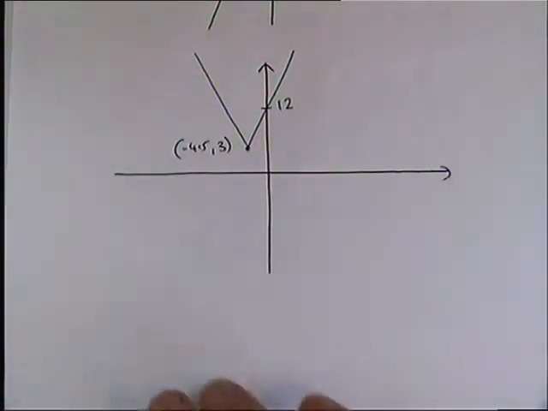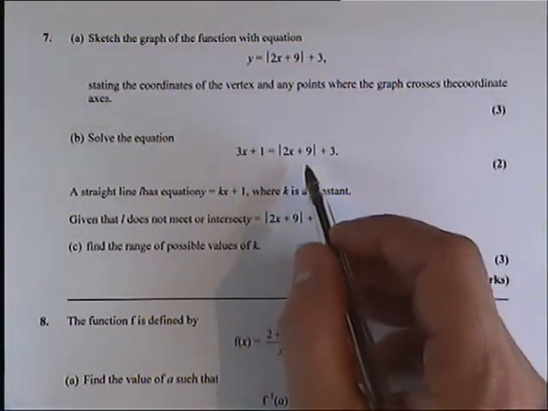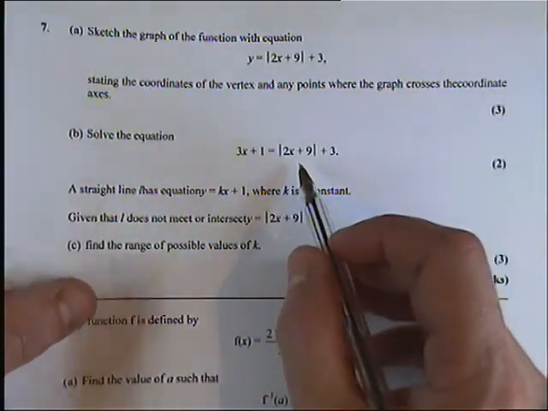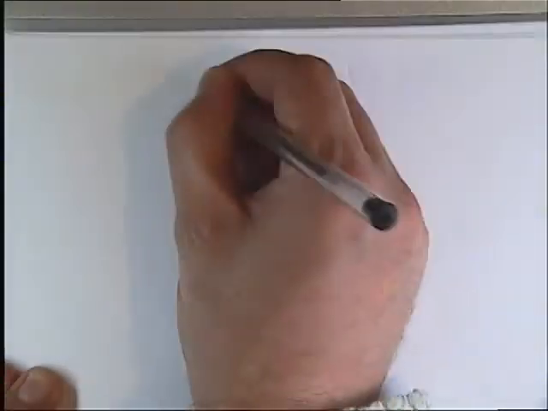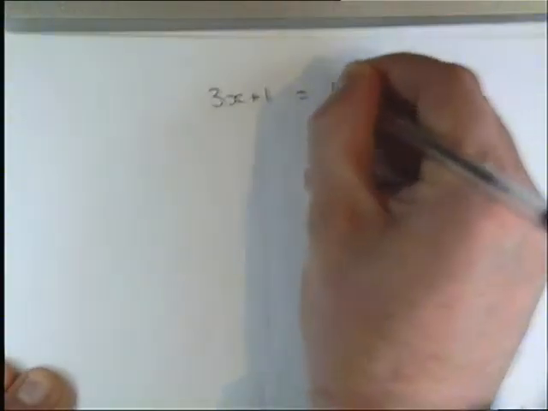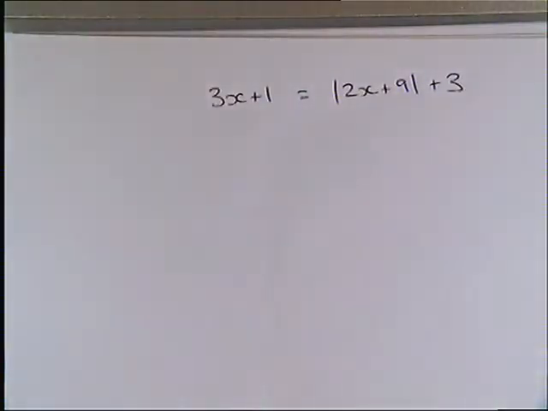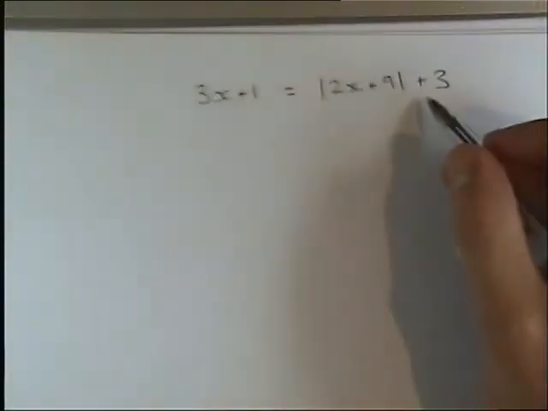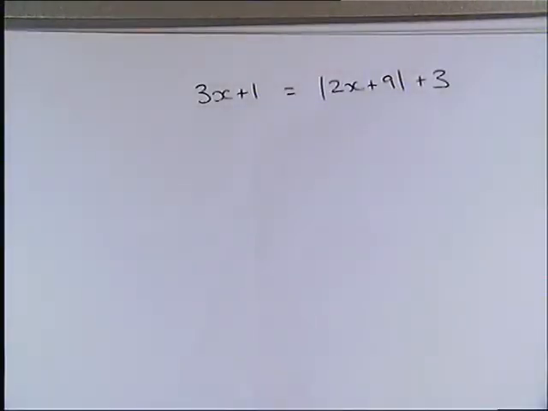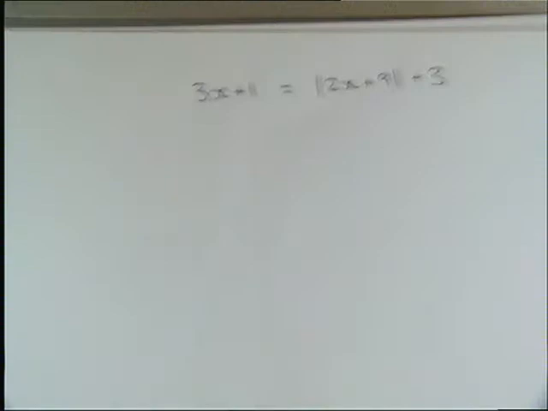Okay, part B asked us to solve an equation. So let's have a look at that. There's the equation we've got to solve: mod of 3x plus 1 equals mod of 2x plus 9, plus 3. Well, that's the graph that we've just plotted. So it might be useful to bring back that graph and have a look at how it interacts with the graph y equals 3x plus 1.